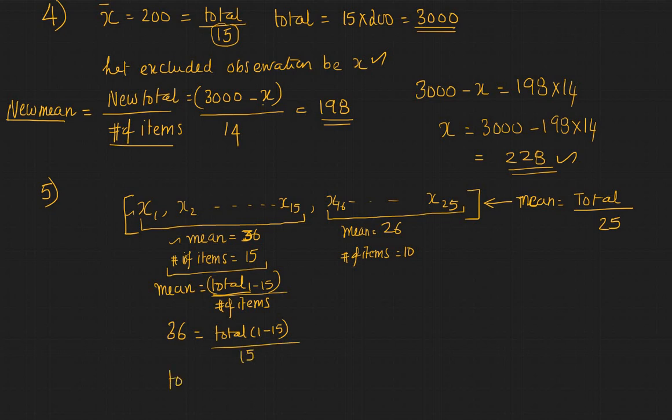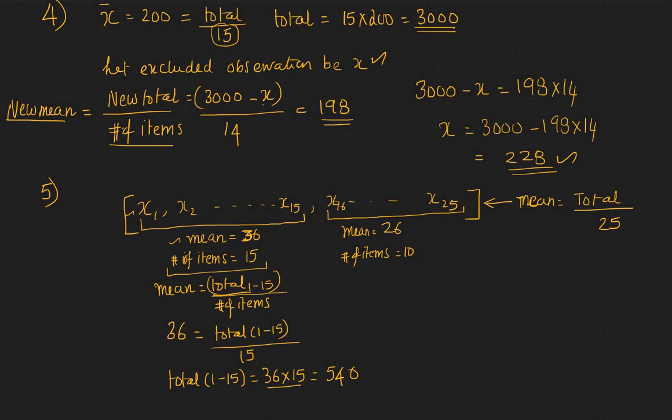So the total 1 to 15 is 36 into 15, and that would be 540. How do you find this quickly? So 36 into 10 plus 36 into 10 by 2. You just need to do that, because that's 15. When you add 10 plus 5 is 15. So that'll be 360 plus 180, which is 540. Okay, so that's some snippets. You don't need to worry about it. If you find this hard, you can do it the traditional way.